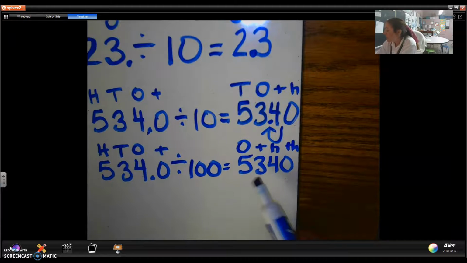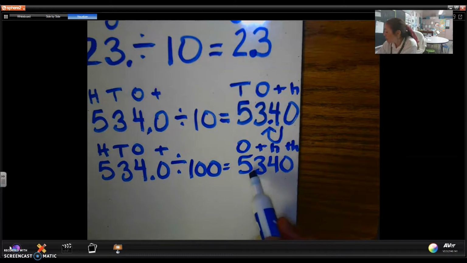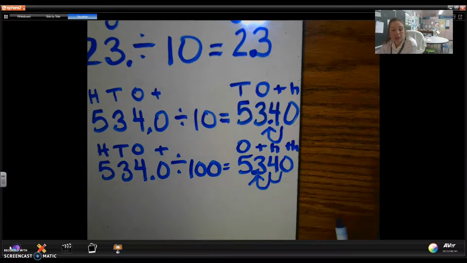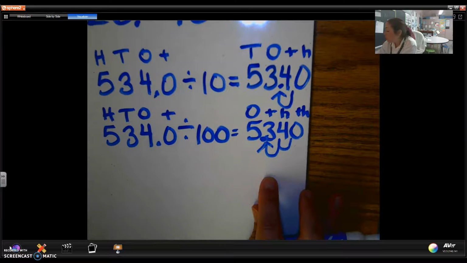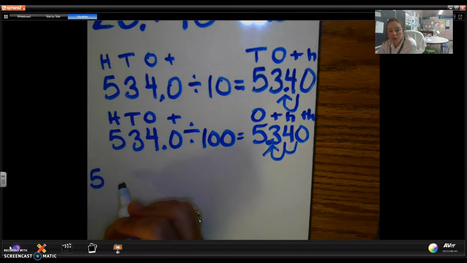So how do I show that this is 5 and 340 thousandths? I put that decimal in. It started between the 4 and the 0, and we said everything moves 2 place values, so I'm going to move that decimal 2 places. Well, finally, what do you think happens?